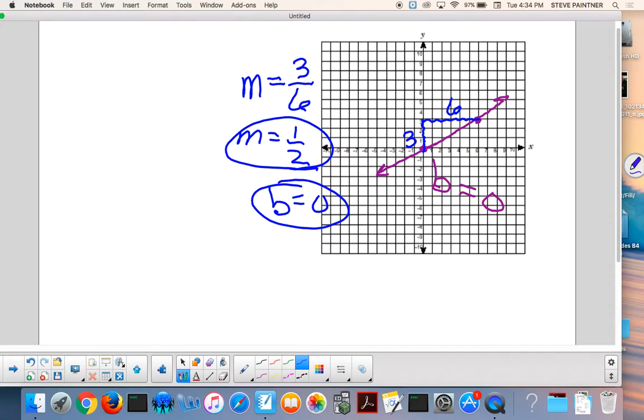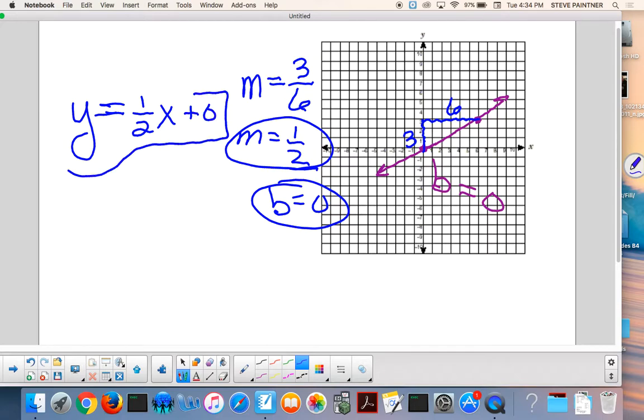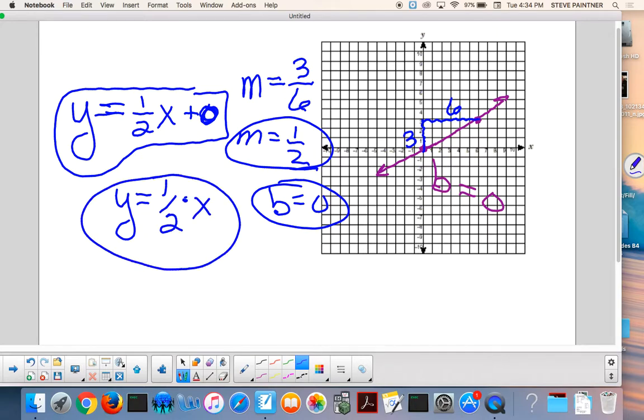So to write that equation, you'd say y equals, the slope is in front of x, and then you don't have to write plus 0, but you could, and it wouldn't be wrong. So here's the better look. Just write 1/2 times x. And there you go.